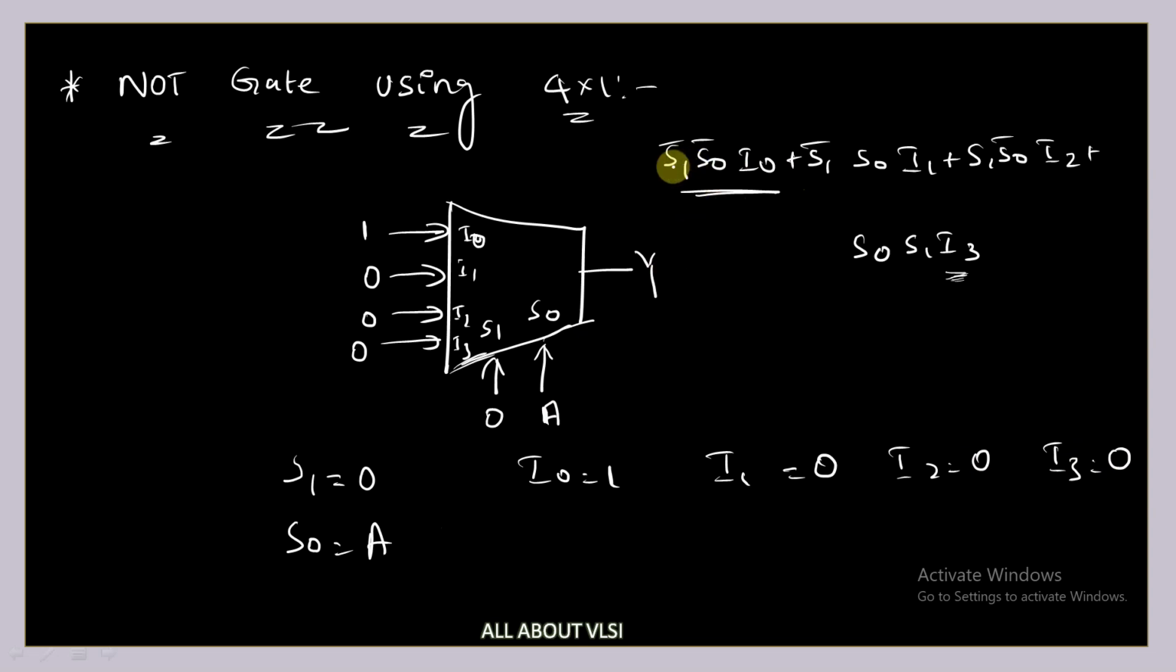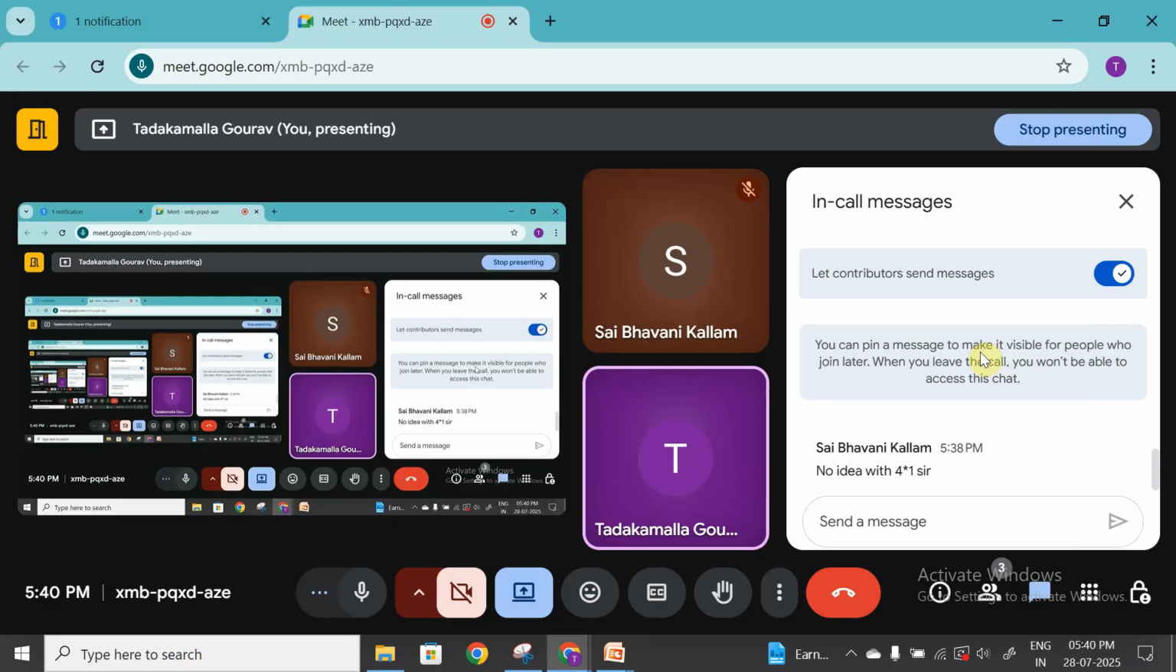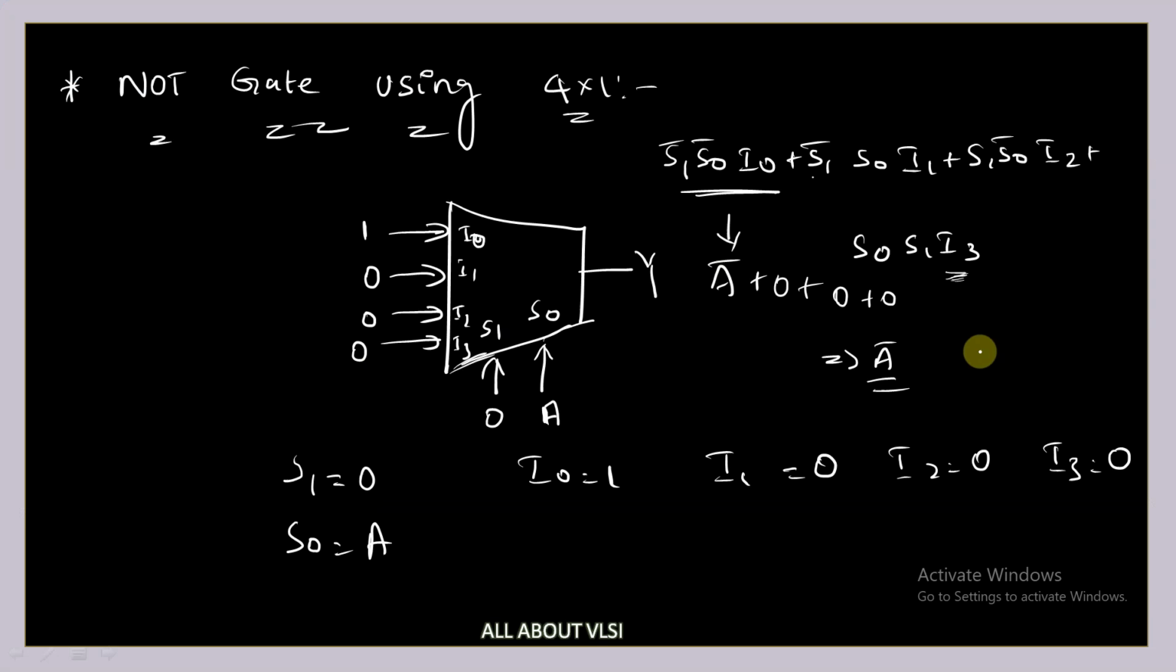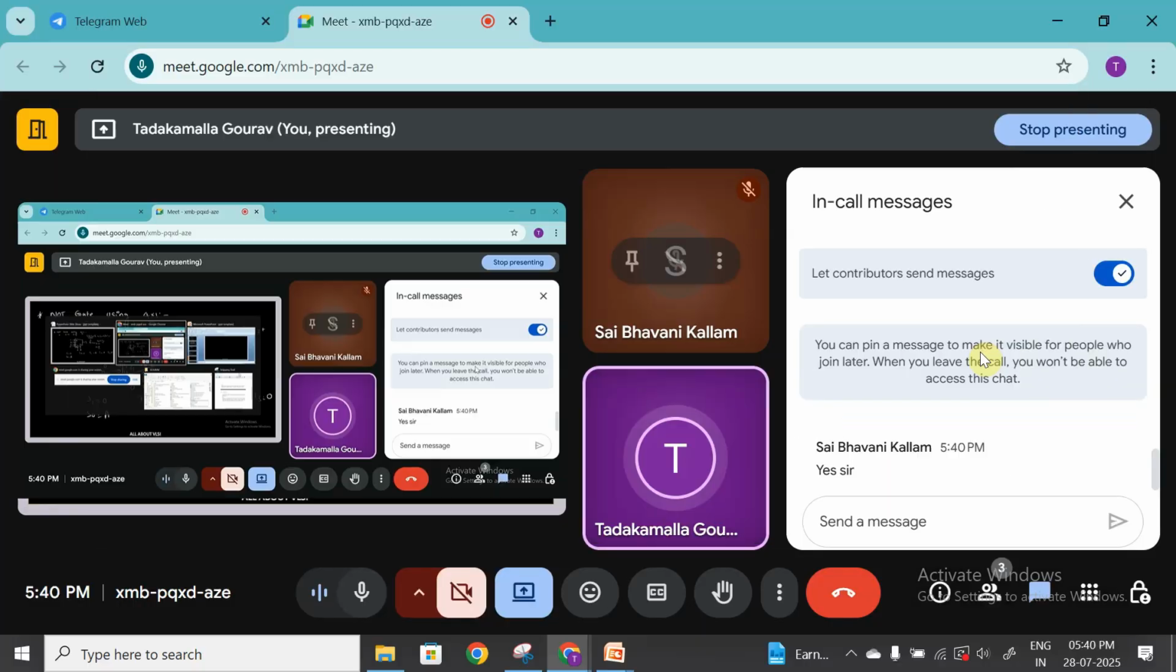S1 is equal to 0 means it will become 1, and S0 bar is E bar, I0 is 1. So here you are going to get E bar plus S1 is 0, but I1 is 0. So this will become 0, and I2 is 0 and I3 is 0. So you are going to get E bar. Okay, is it clear now? So this is how you are going to implement a NOT gate using your 4x1 multiplexer.